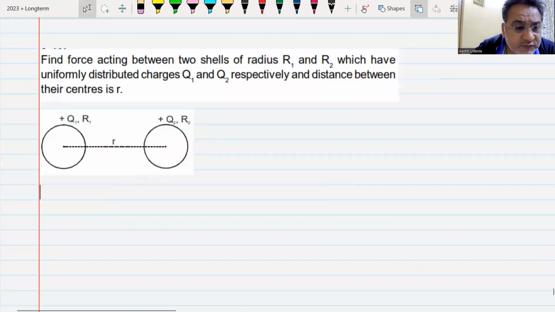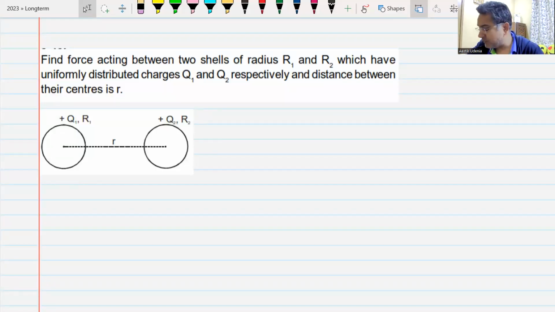This is the next question. Find the force acting between two shells of radius R1 and R2, which have uniformly distributed charges Q1 and Q2, and distance between their centers is R. I'll give you a minute to give me the answer.